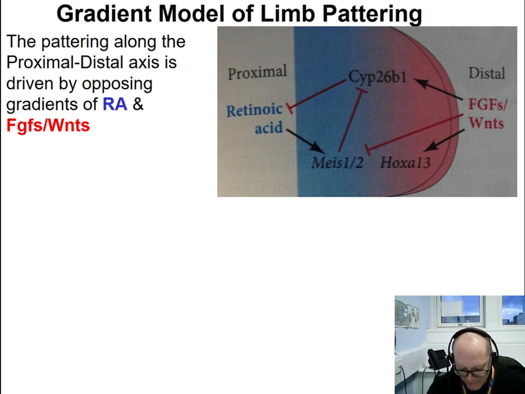Now, you should recall that retinoic acid is produced in the middle somites, and from the middle somites it diffuses inside the developing limb, creating a proximal to distal gradient, while we just mentioned that the apical ectodermal ridge expresses FGF signaling. This FGF signaling, as well as Wnt signaling, then diffuses as protein from the distal part where the ectodermal ridge is toward the inner part, the proximal part of the limb, creating a distal to proximal gradient.